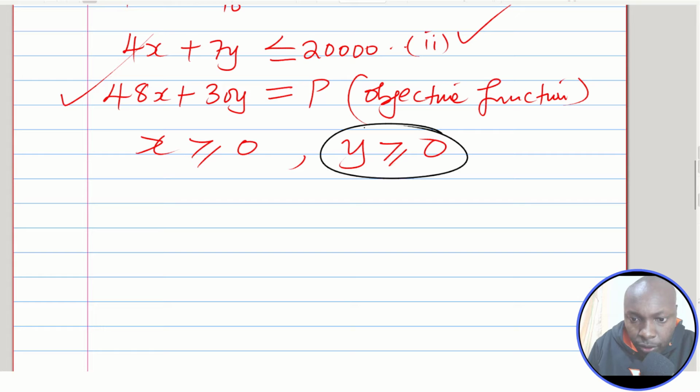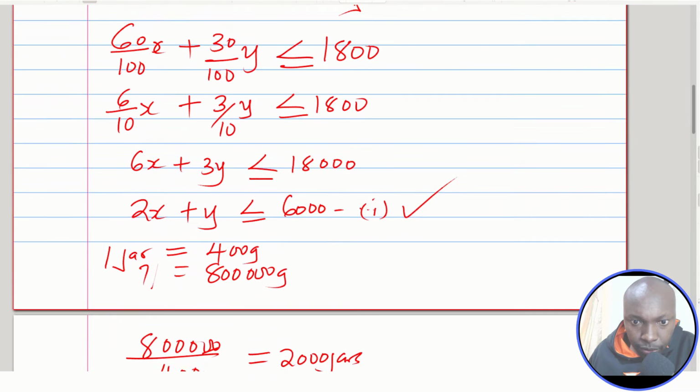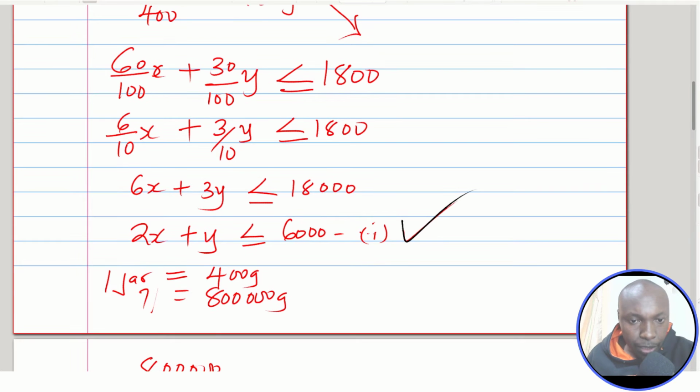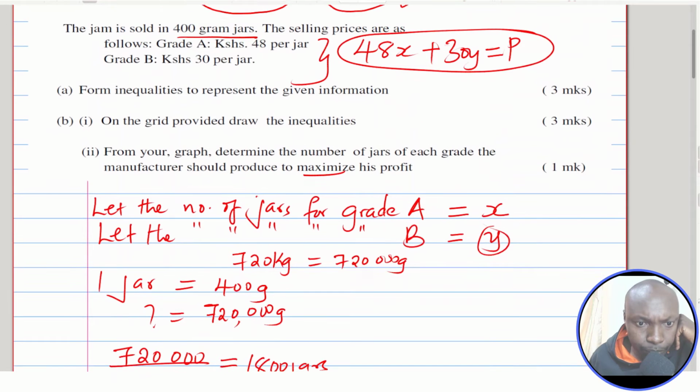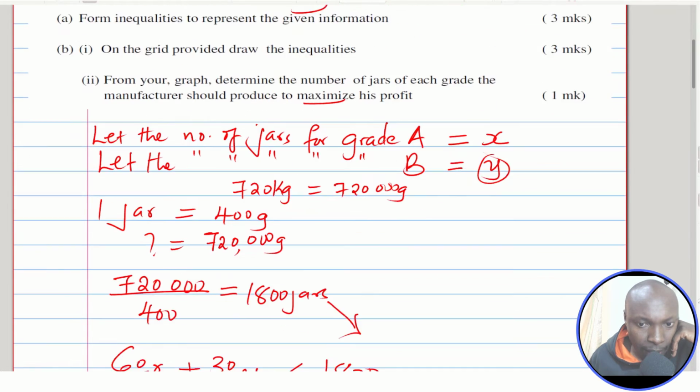So we have this one, we have this one, we also have this one. The objective function is there. We also have that one. The other one that we have is here. So now we can proceed to the next question. Part B. On the grid provided, draw the inequalities.